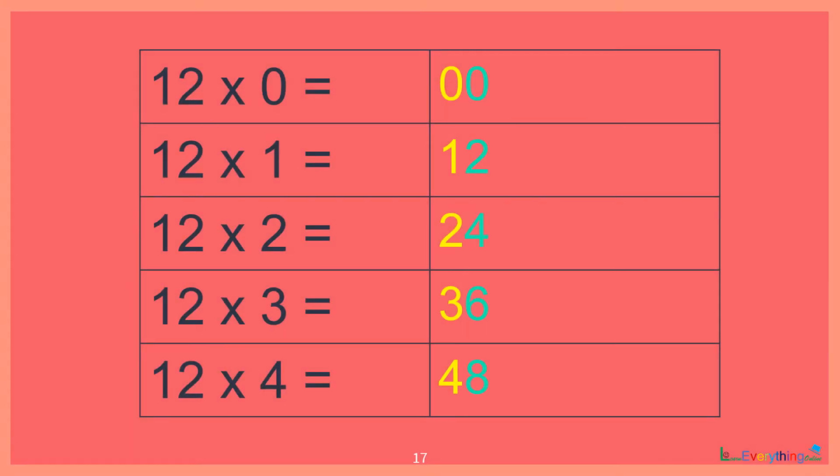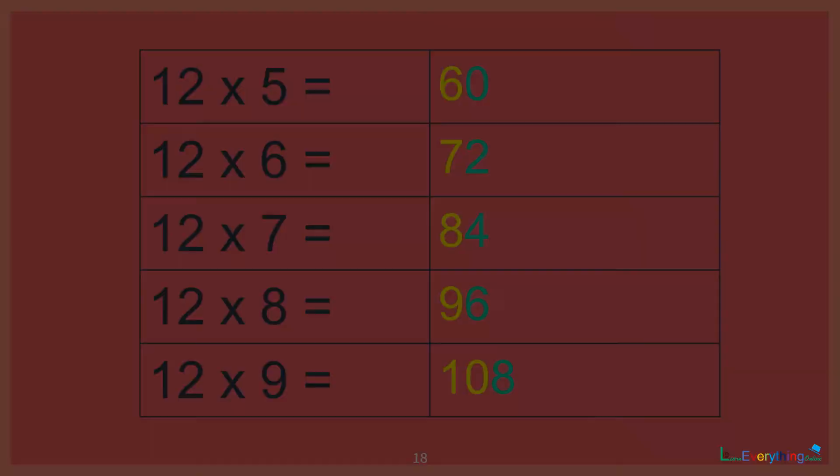So now previously we had one side written, now we'll write the other side, which is 12 zeros are 0, 12 ones are 12, 12 twos are 24, 12 threes are 36, 12 fours are 48. Next 12 fives are 60, which is again 0, 2, 4, 6, 8. 12 6s are 72, 12 7s are 84, 12 8s are 96 and 12 9s are 108.